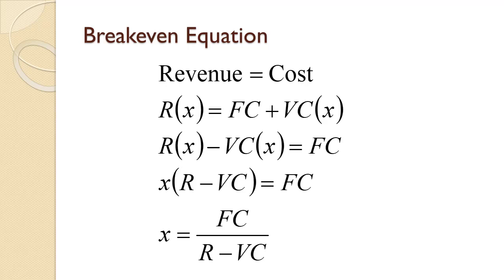At this point, I should briefly mention that different textbooks sometimes use different letters for the variables, but the logic is the same. Now for some algebra. First, we will subtract the variable cost at X from both sides of the equation to move it to the left side. Next, we will combine terms on the left side. Finally, we will divide both sides by R minus VC, and that gives us the equation for the break-even point. The break-even point is the fixed cost divided by the difference between the revenue per unit and the variable cost per unit.